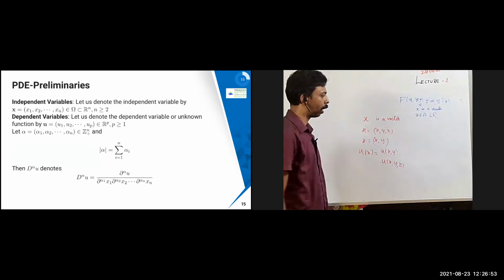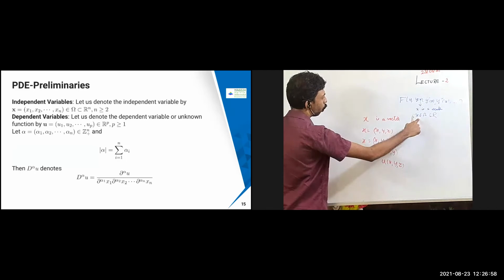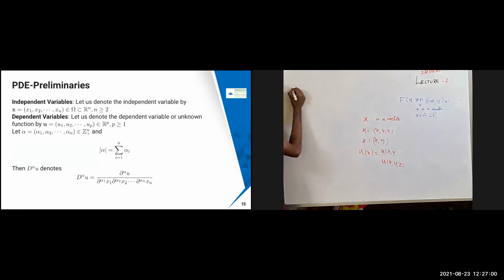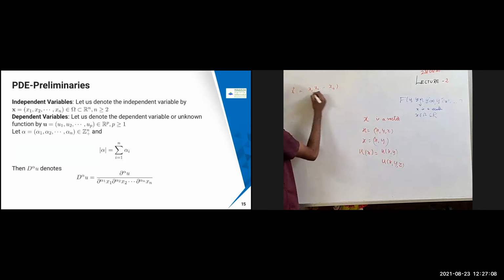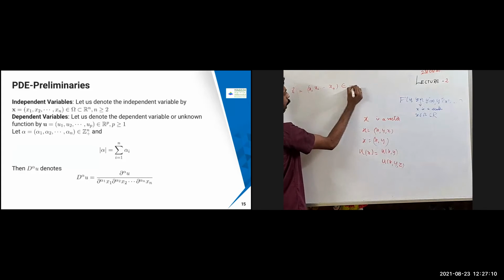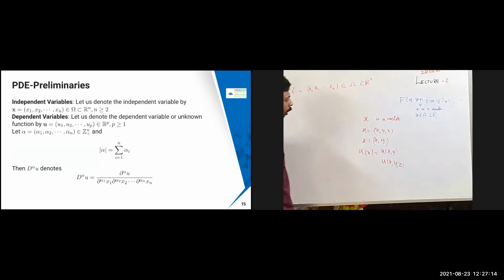So the independent variable x here is a scalar, only one independent variable. Here it is going to become a vector, x1, x2, etc., xn. I have defined n variables, which belongs to omega, a subset of R^n. That means I am taking an n-dimensional vector, which is nothing but my independent variable.